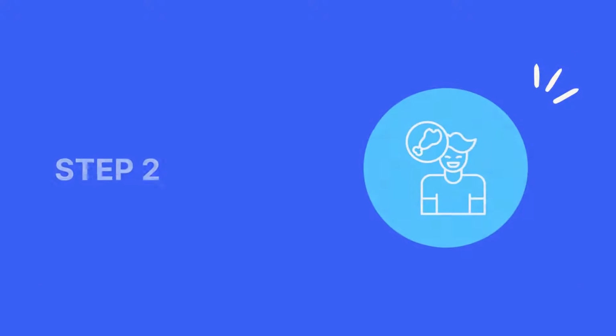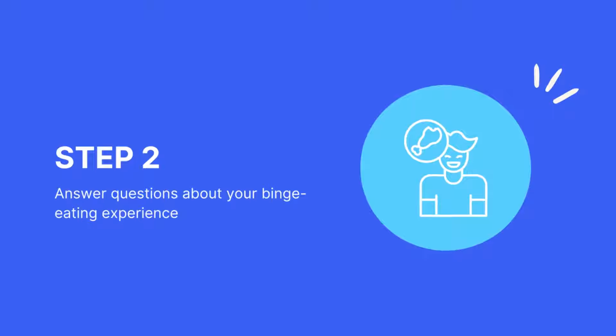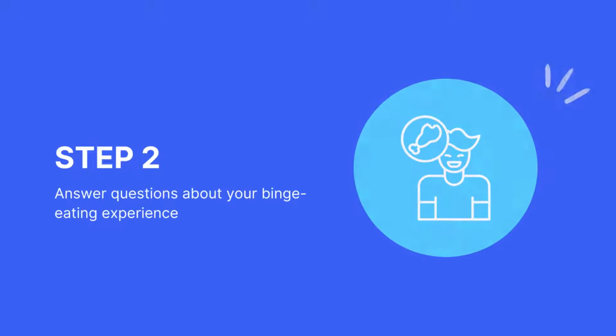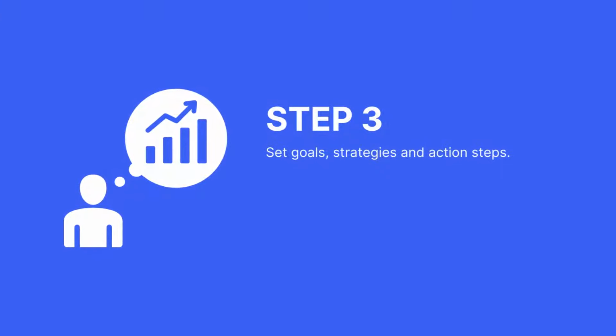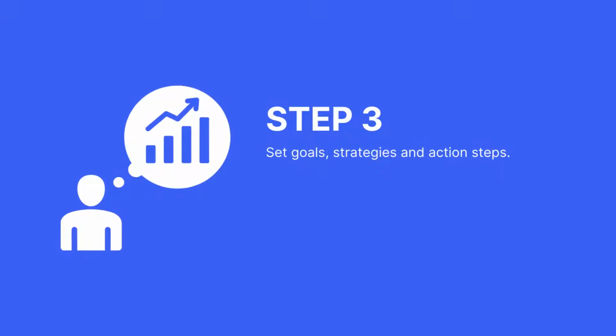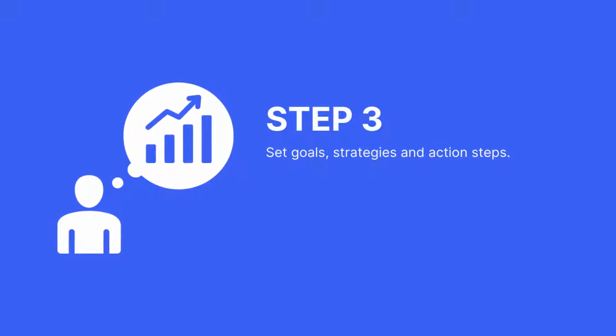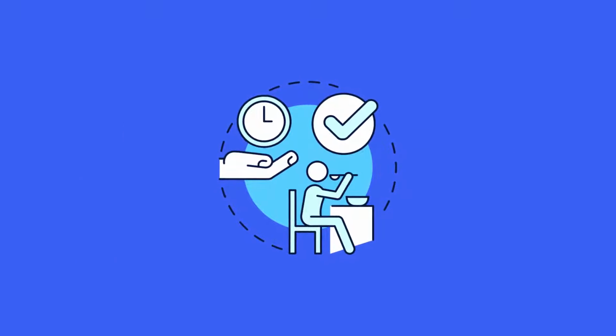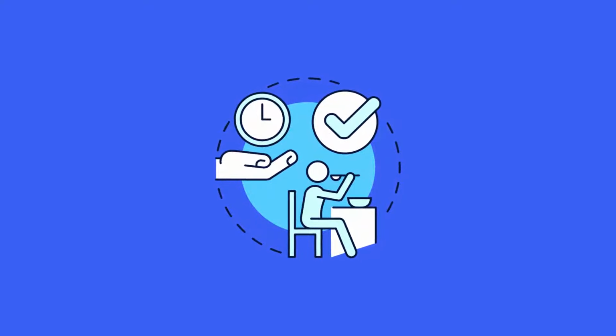Answer questions about your binge eating experiences, such as how frequently you binge, how it affects your life, and what triggers your binge eating episodes. Set goals, strategies, and action steps using the personalized recovery plan table. Start by setting specific goals, such as reducing the frequency of binge eating episodes. Then come up with strategies and action steps to help you achieve your objectives.